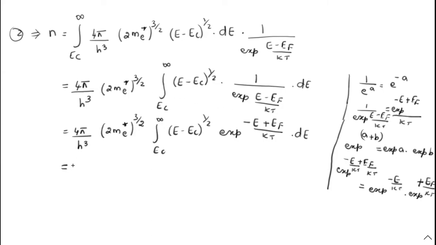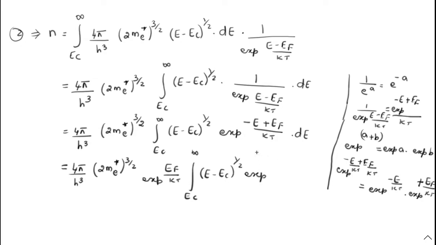So what is the step? 4 pi divided by h cube, 2m E star whole to the power of 3 by 2, exponential of EF divided by KT, and then integration EC to infinite. What is there inside? E minus EC whole to the power of 1 by 2, and then the remaining term, exponential of minus E by KT into dE, right? So this is what we are having. I am considering this as equation number 6.